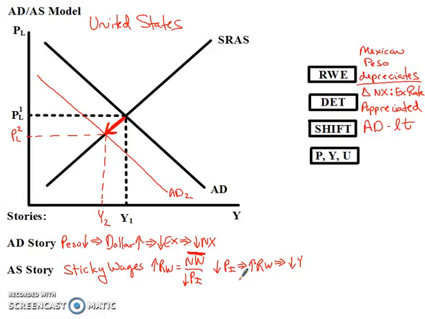Notice the graph here. Once you shift that aggregate demand curve to the left, everything is going to look the same. Anytime you get a leftward shift in the aggregate demand curve, you're going to move along the aggregate supply curve, and you're going to get this same story for the aggregate supply side.